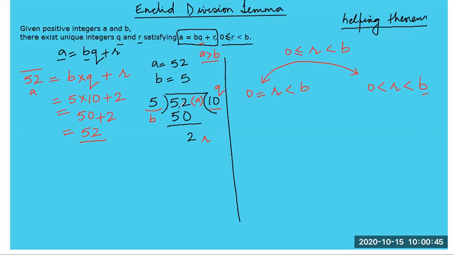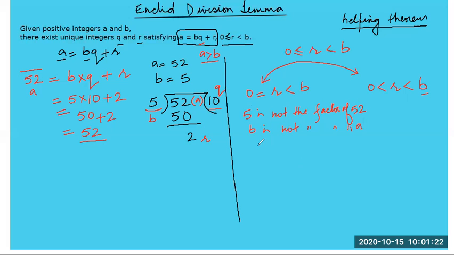For any two integers, preferably for simplicity, we can say a is greater than b. Otherwise, we can't divide. 52 is to be divided by 5. 5 is kept outside, 52 inside. So, let's take these two cases. See, in this case, students, you see that 5 is not a factor of 52. Means you can say b is not a factor of a.